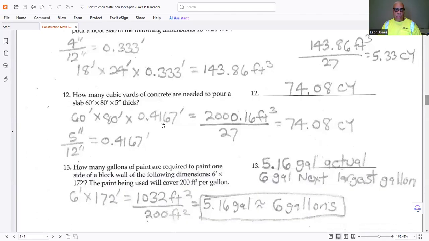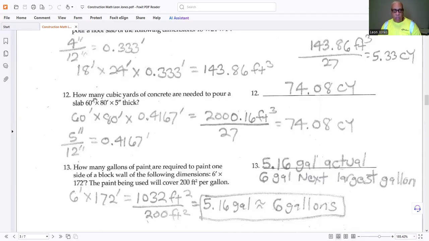And you're going to do the same thing here. You're going to take your feet and inches, because you have feet and inches. So you're going to take your inches and convert it to feet, just like I did in number 11. And what did I get? I get 2,000.16 cubic feet divided by 27, and I got 74.08 cubic yards.